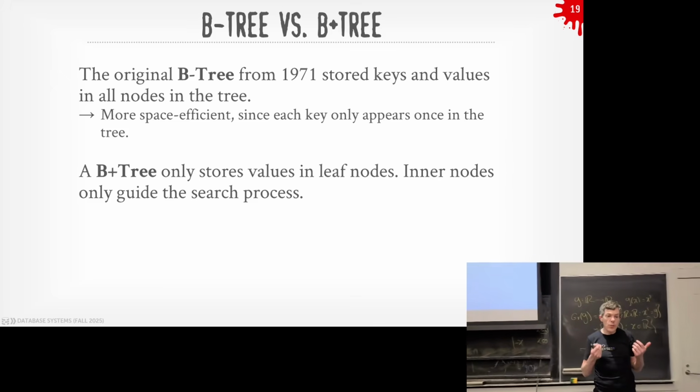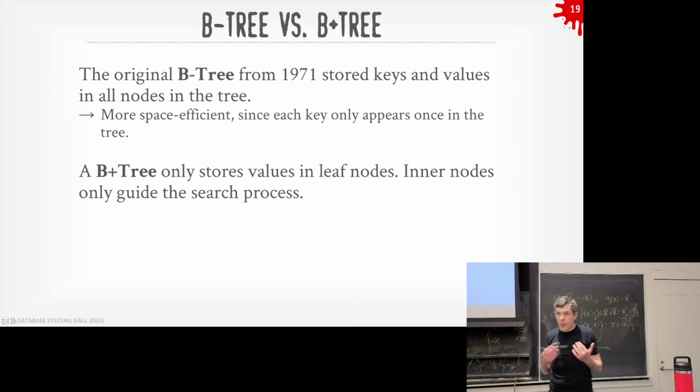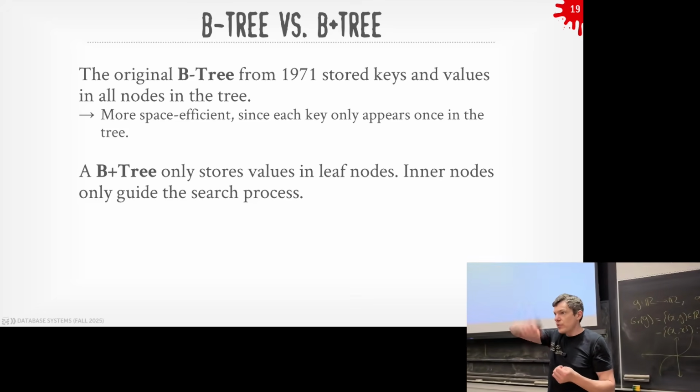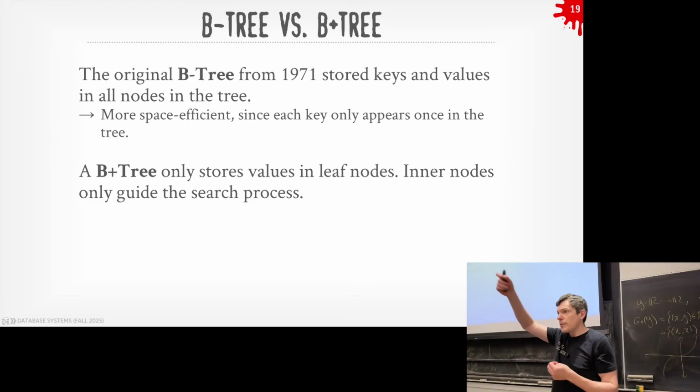So B trees are going to be more efficient in terms of space, but I now may have to do this depth first search and jump up and down and come back up to the root over and over again to try and find the thing that I want. And that's going to be random IO. That's going to be bad.